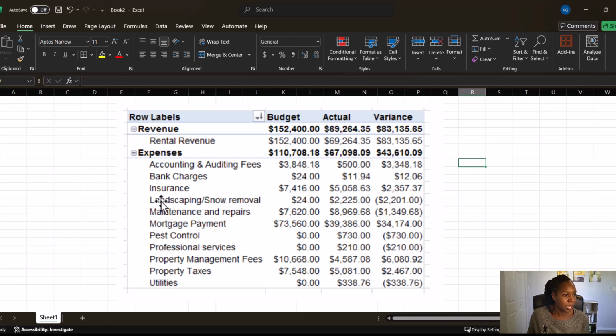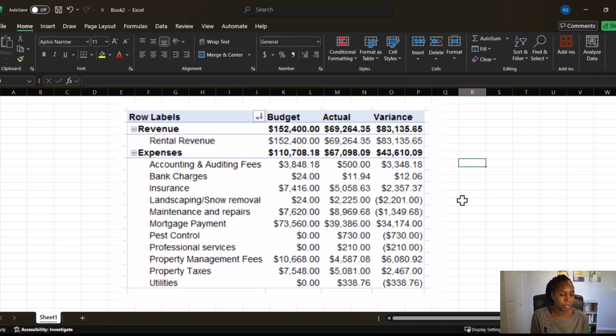Same goes with landscaping and snow removal. Your actual is $2,000, but you only budgeted $24. You need to understand why there is such an overage for landscaping and snow removal. We didn't plan on that.